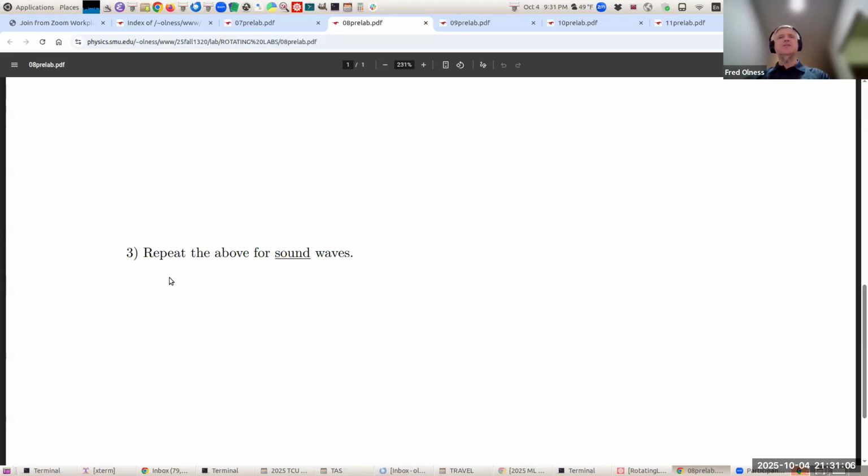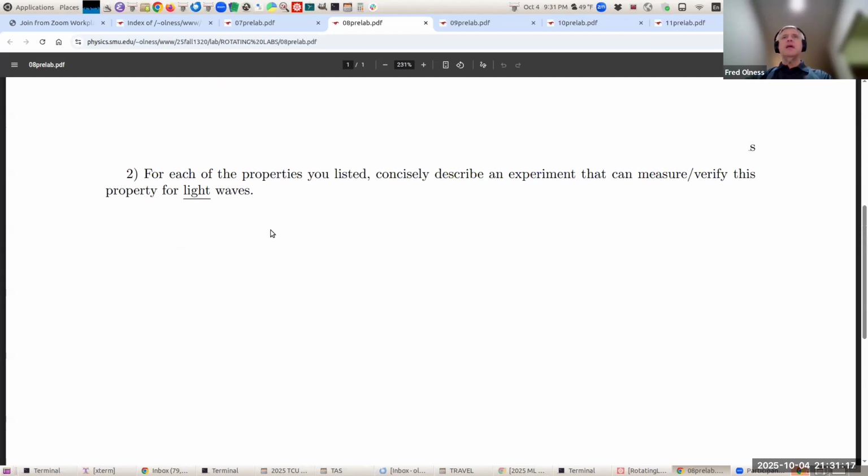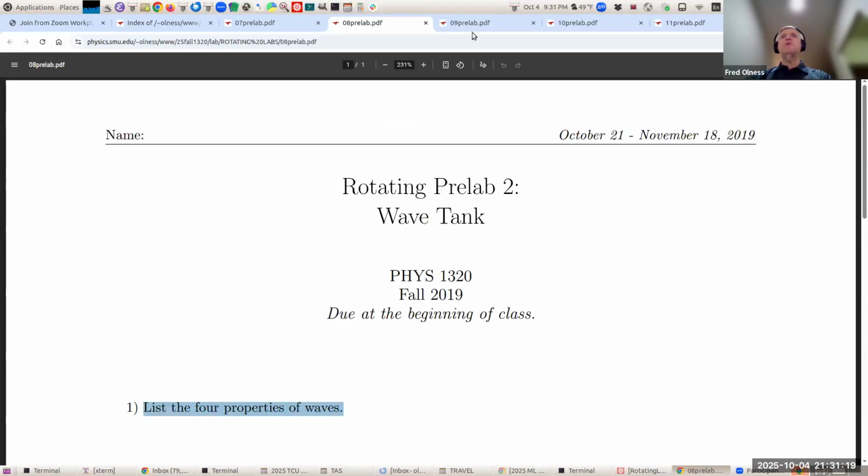Refraction is not as common for sound waves, but reflection of sound waves, interference of sound waves, and diffraction of sound waves all happen. So I think that part is straightforward.